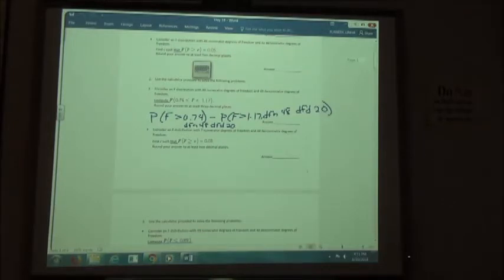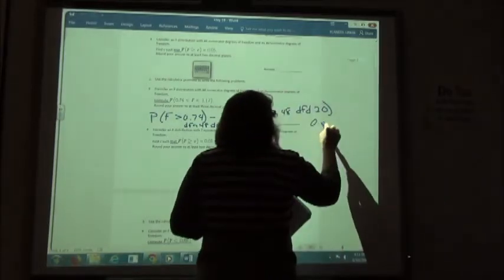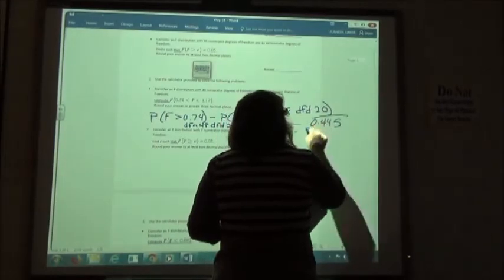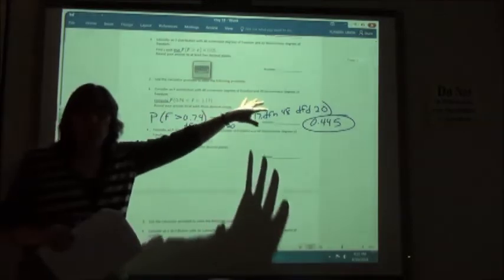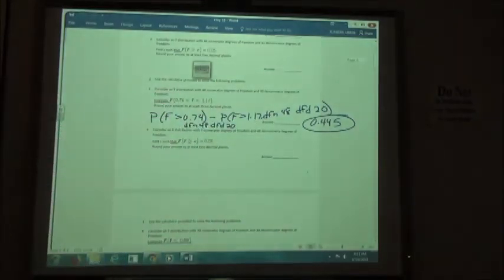And so, 3 decimal places, my answer is 0.445. Yep. So when it has you do between two numbers, you're just going to subtract the two, the first one minus the second one.